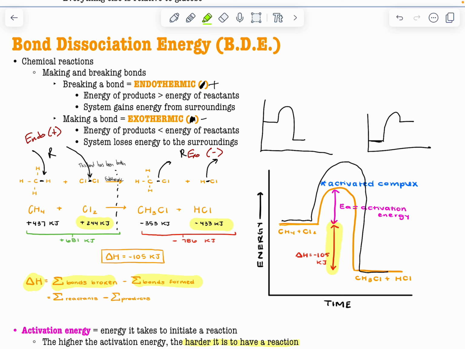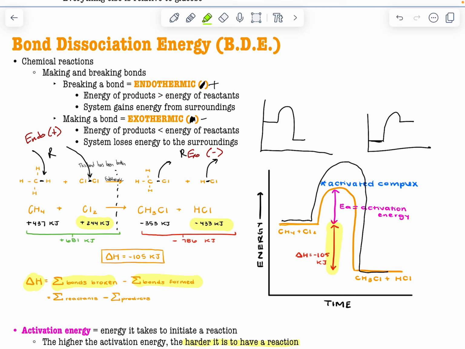This same concept has been seen before when we were talking about amphipathic agents and micelles. When we had free-floating amphipathic agents, those agents were a higher energy form compared to when they bound together to form a micelle and became a more stable and low energy form.